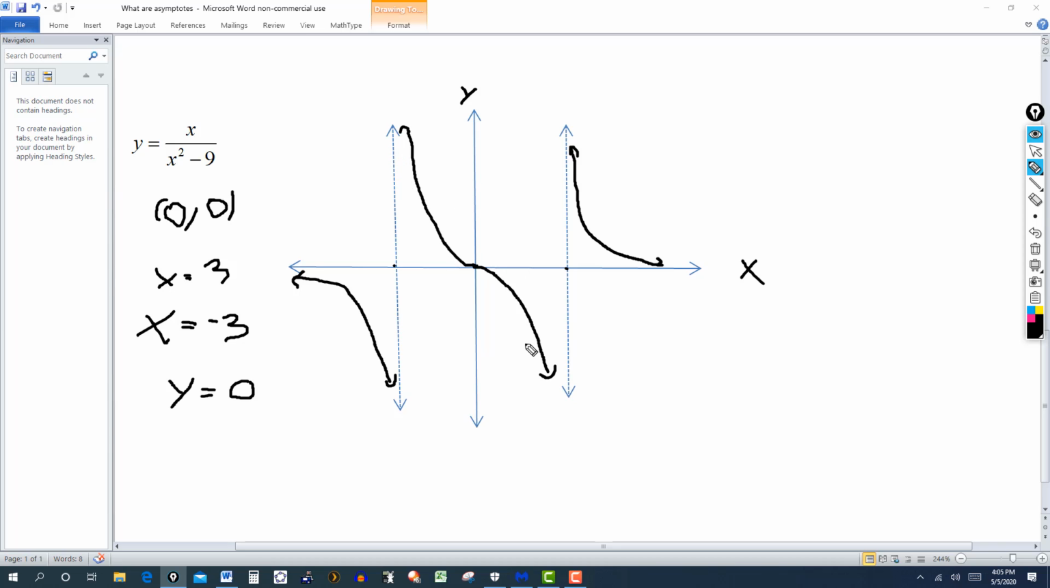So again, in general, for a rational function, you can have vertical asymptotes, you can have horizontal asymptotes, you can have a slanted asymptote. If you have a slanted asymptote, in general, you're not going to have a horizontal. Or if you have a horizontal, you're not going to have a slanted or oblique asymptote.